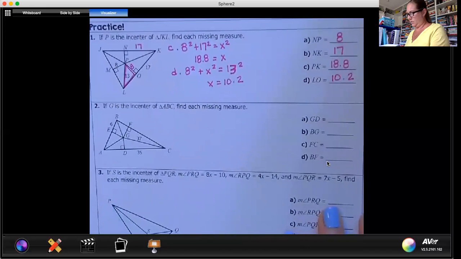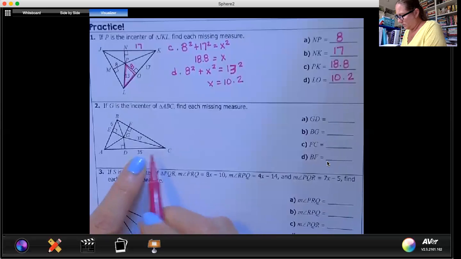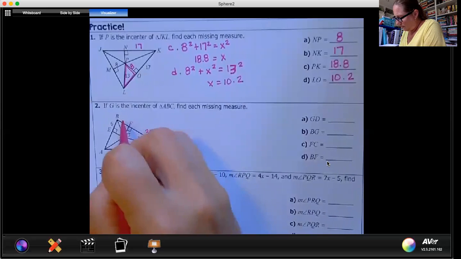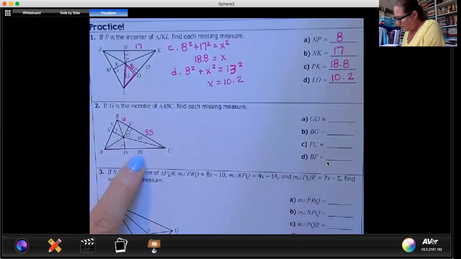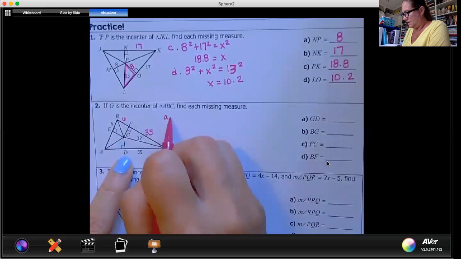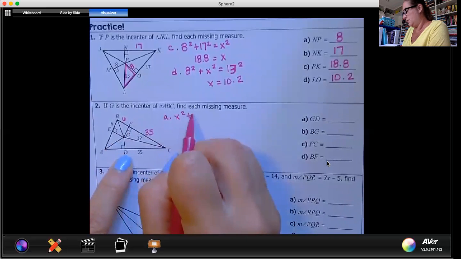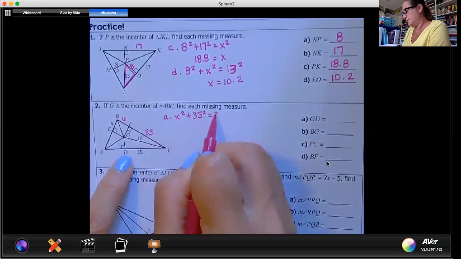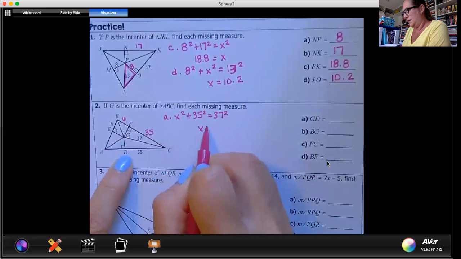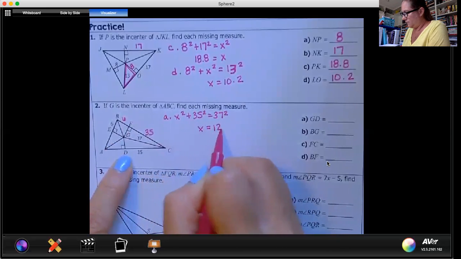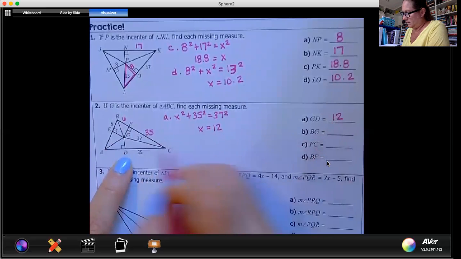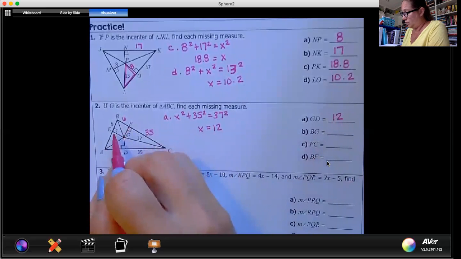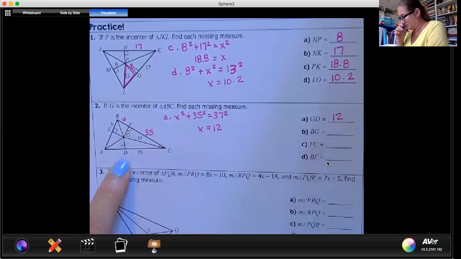And for problem number 2, 35 and 35 and 6 and 6. So GD we need to find. So X squared plus 35 squared equals 37 squared. And that would be 12. So GD, GF, GE are all 12.